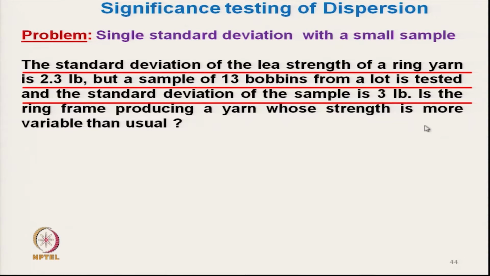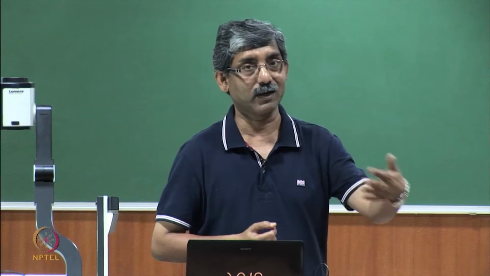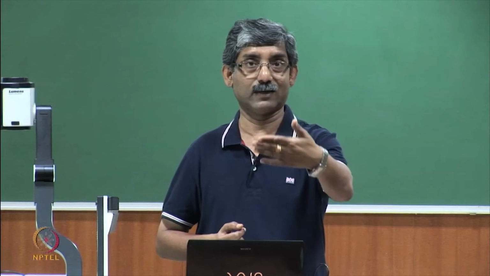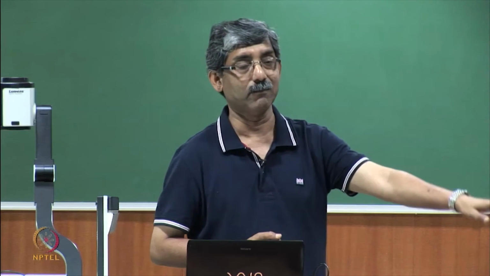Now, what we have to do is decide whether the ring frame is producing a yarn whose strength is more variable than usual. This is the problem. Here, as it is a smaller sample, we can definitely go for the standard error principle as we have done earlier. We can solve this numerical based on exactly the same earlier approach.